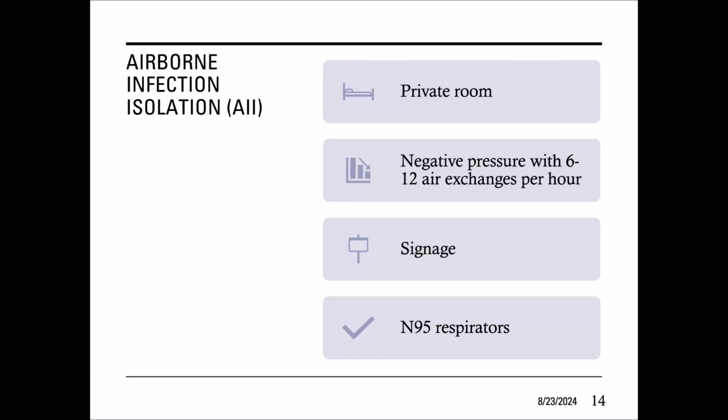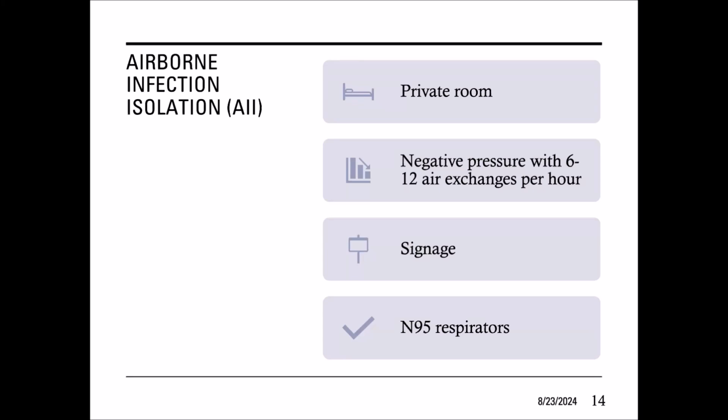Our negative pressure rooms at our hospital have 6 air exchanges an hour. That means every 10 minutes, all the air is replaced with fresh filtered air. If it's a new hospital construction, the guidelines are now 12 air exchanges per hour. So the air is quickly being circulated and sucked out and kept away from going towards other patients. You're going to have to put a sign on the door, and I'll show you an example of a sign at our hospital. And the staff are going to wear N95 respirators.